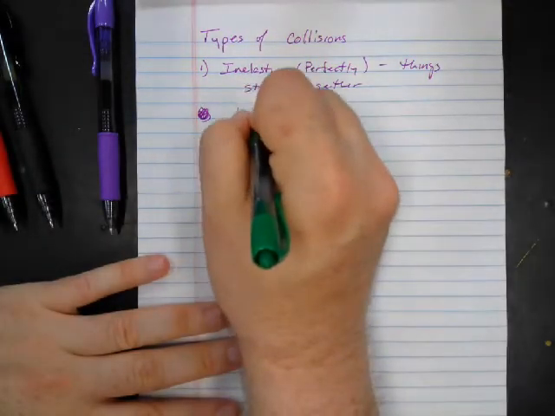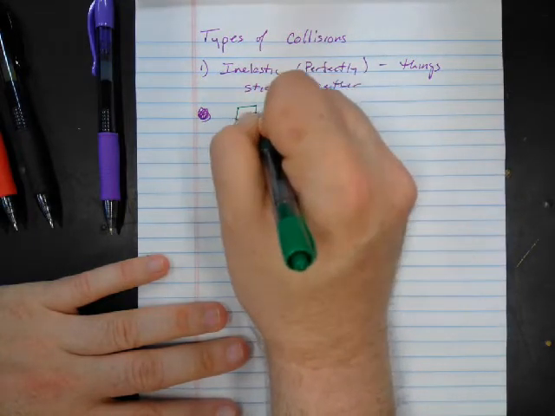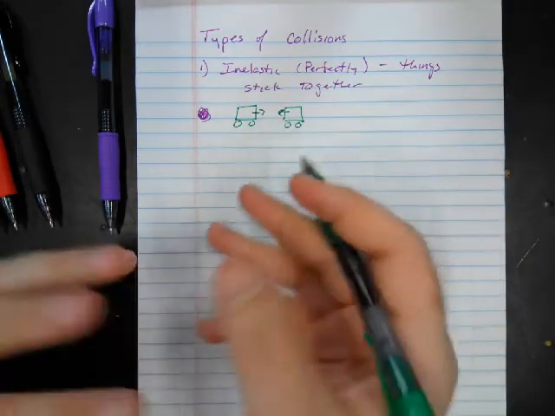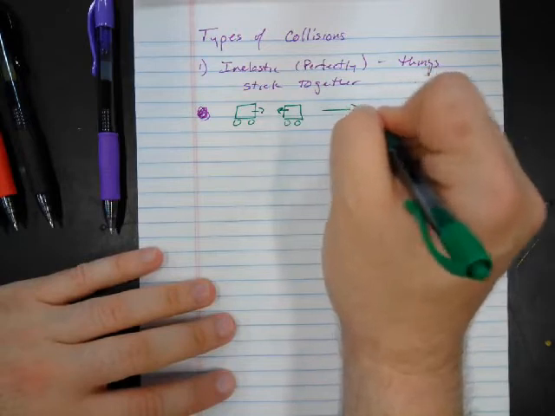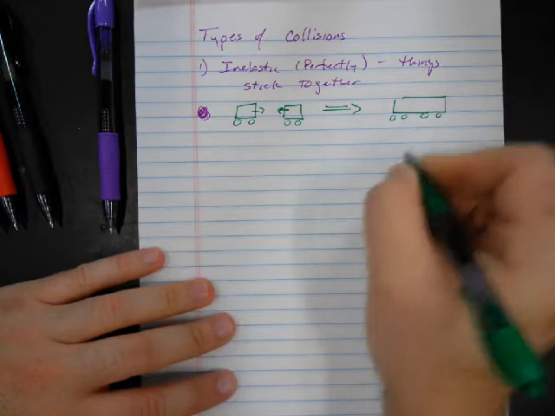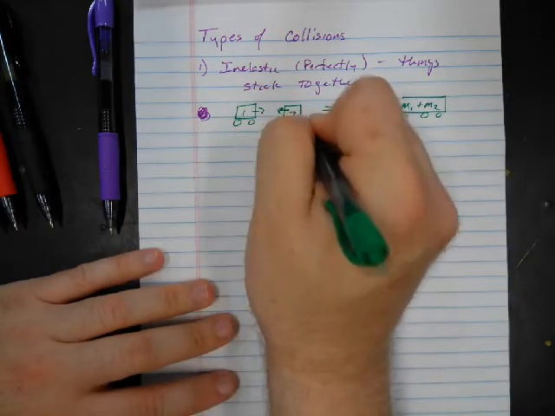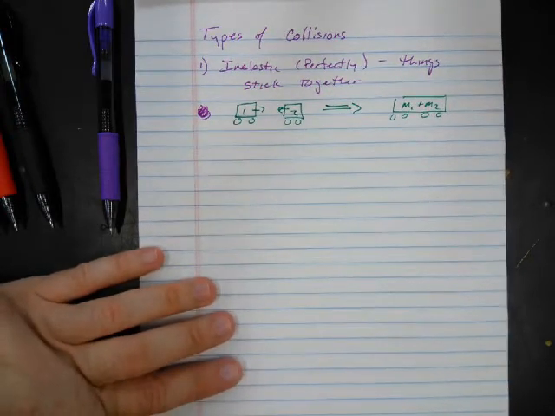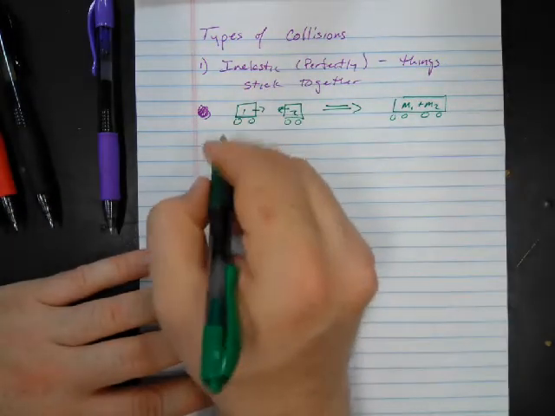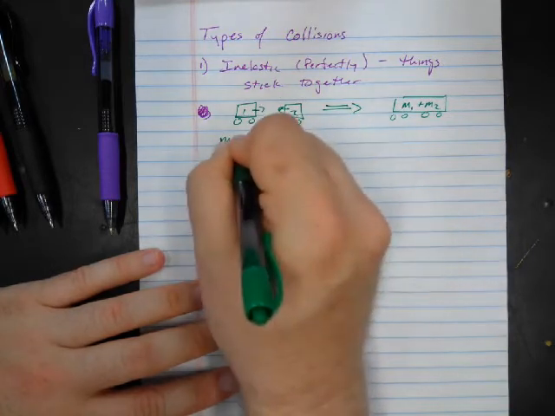So if I draw that out in terms of carts, the result is these things stick, say there's Velcro on them and they just stick together. The result is going to be a big cart stuck together, mass 1 plus mass 2. So this is going to be 1 and 2. Right? So in terms of the momentum, on this side, we can write mass 1 V1 plus mass 2 V2.